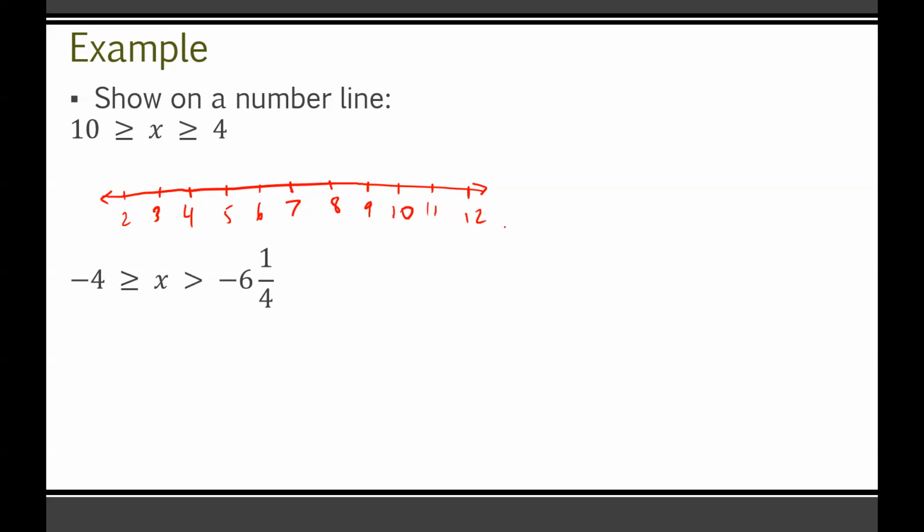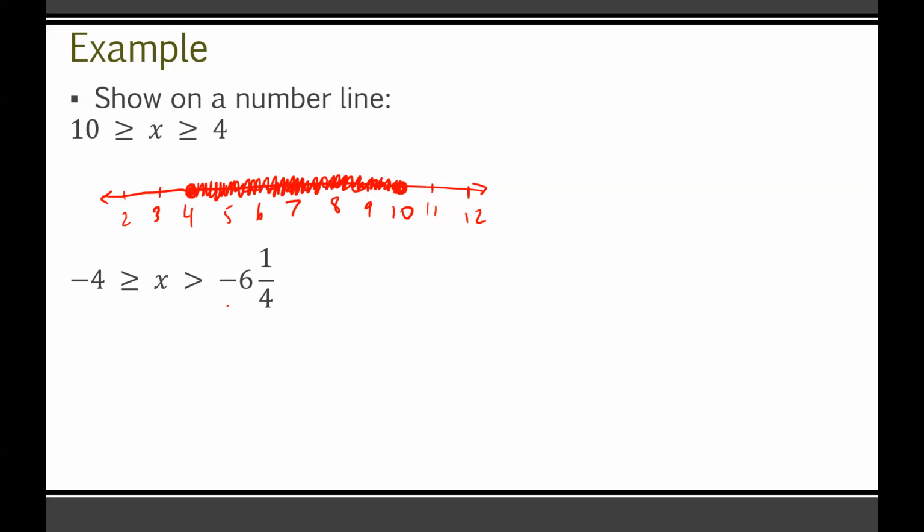Our focus numbers here are going to be 4 and 10. Notice we could also equal them, so I'll put a circle that gets filled in on both of those. And then we just have to shade in between those 2 circles. So even though those inequalities were backwards here, it's the same thing. Just figure out what your boundaries are, plot them on a number line, and then just shade in between.